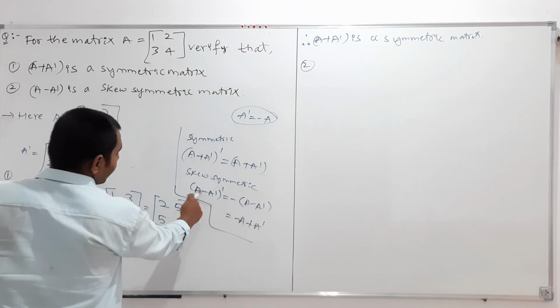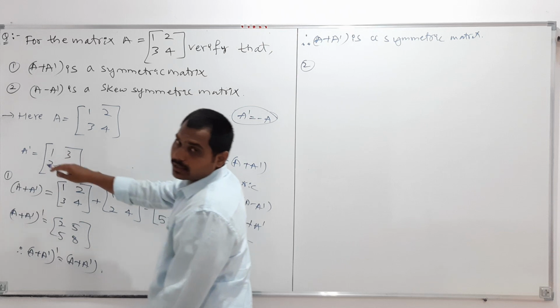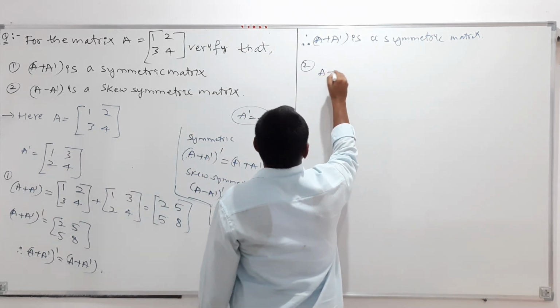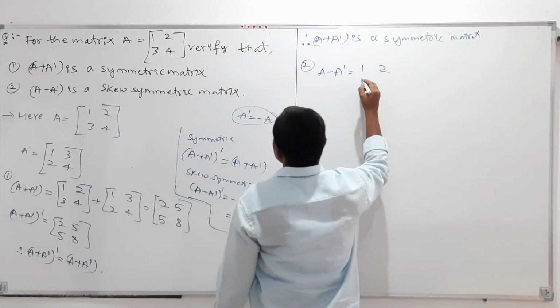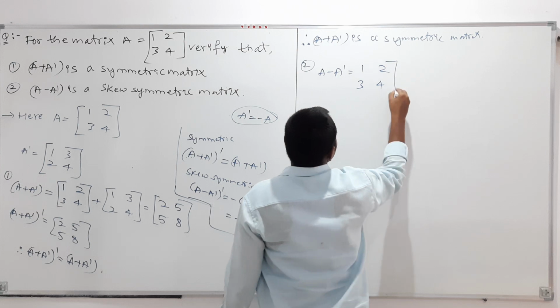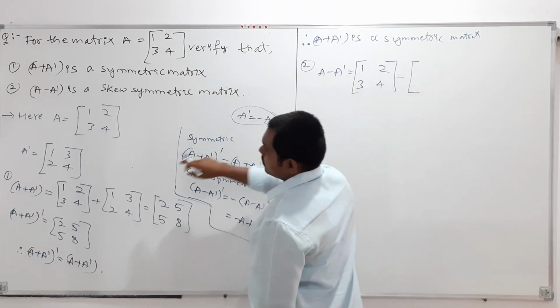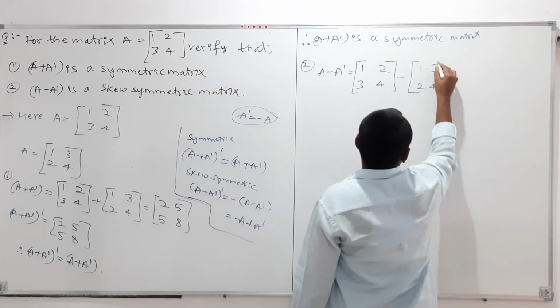So for this I require A minus A transpose. Already I know A and A transpose. I will find A minus A transpose first. A minus A transpose equals, what is A, my dear students? 1, 2, 3, 4. This is your matrix A. What is A transpose? 1, 3, 2, 4.